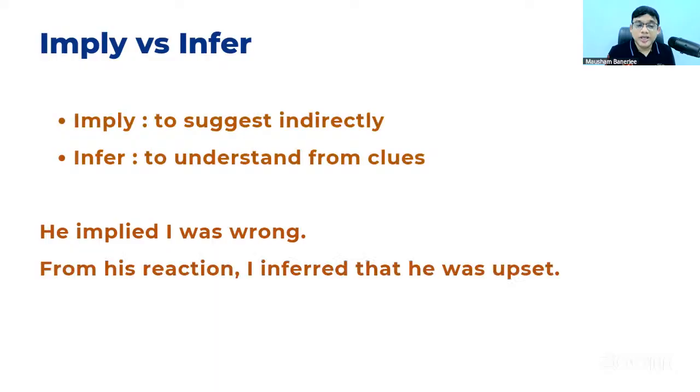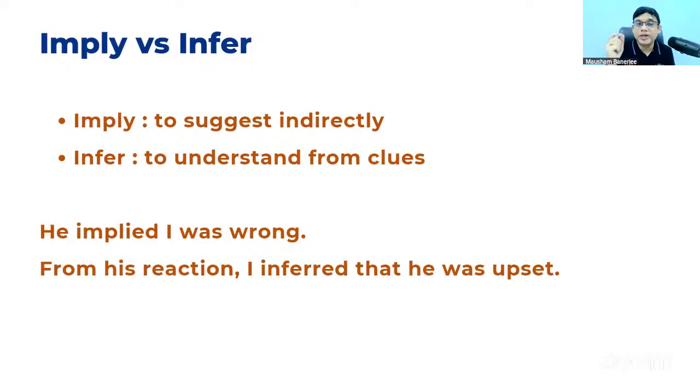The second one: from his reaction, I inferred that he was upset. So let's say somebody is upset today and he's not speaking at all, because I can see that he's not speaking and he speaks every other day. So now I can deduce that this person is upset today. Yesterday, let's say he was completely quiet. Now I can deduce something, and this is called inference. It means this person is upset.